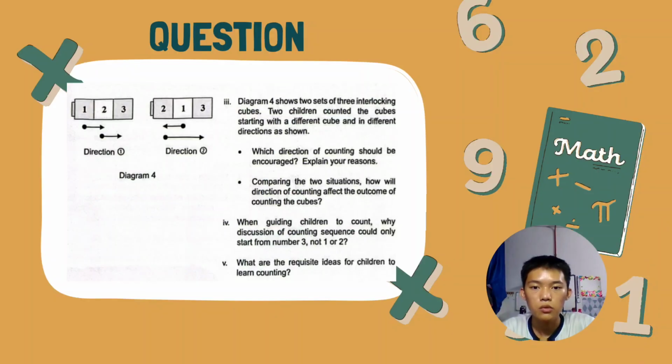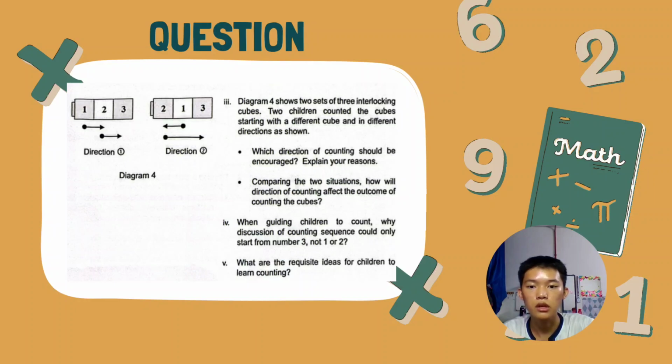The next question is, diagram 4 shows 2 sets of 3 interlocking cubes. 2 children count the cubes starting with a different cube and in different directions as shown. So the question is, which direction of counting should be encouraged, and explain your reason. And we also need to compare the 2 situations. How will the direction of counting affect the outcome of counting the cubes?